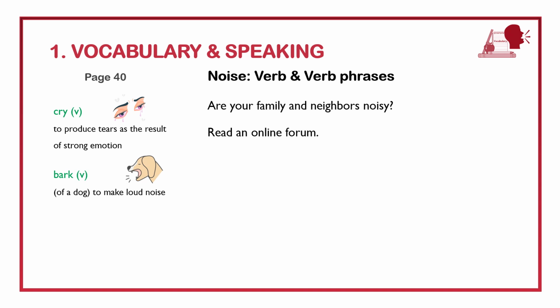The next phrase, have noisy parties. So have a party. It's important to know that these words go together. The verb have goes with party. So people normally have a party. It means they invite friends or family or people they know. They invite them over, and then there is drinking, dancing, etc.